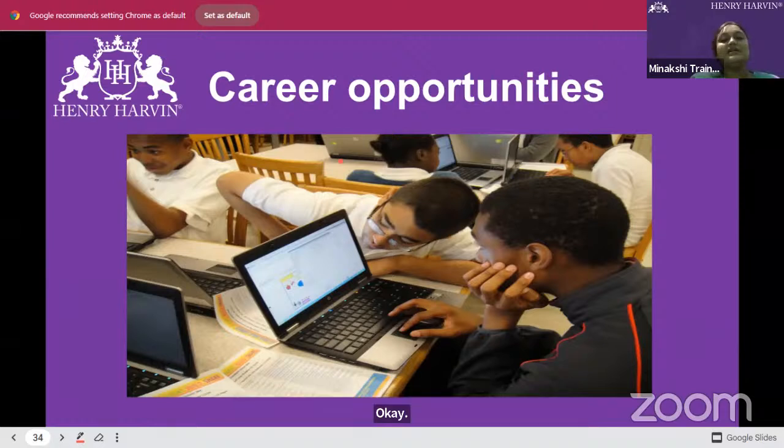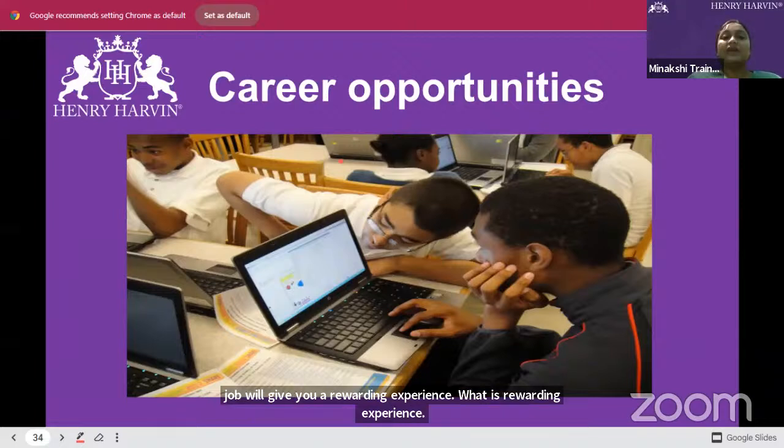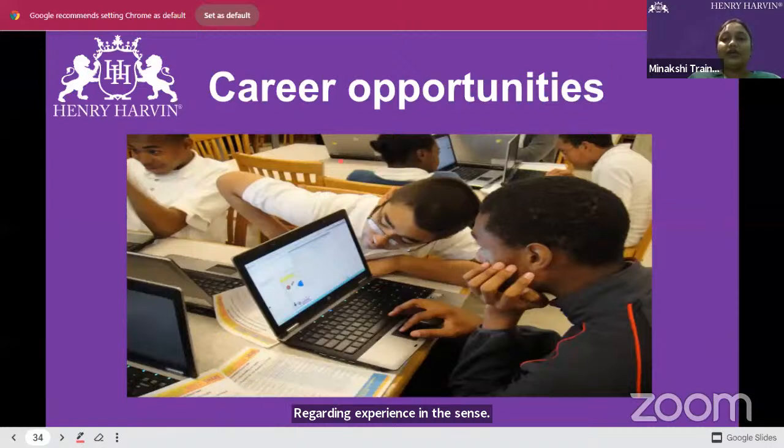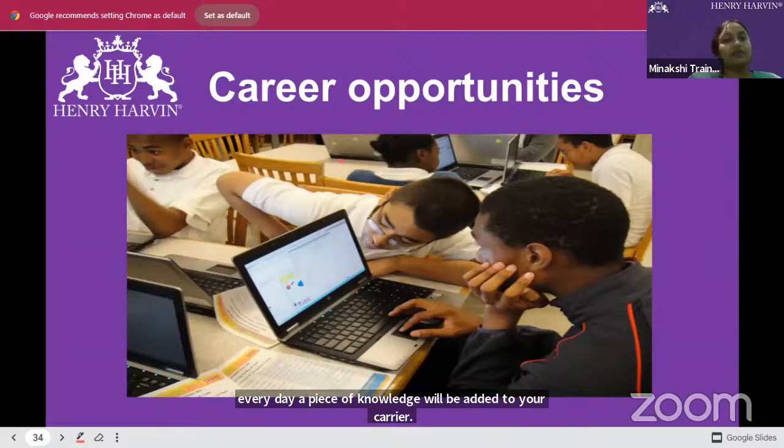Next, what we have seen: salary, demand, flexibility, and stability. And the fifth point is that this job will give you a rewarding experience. What is a rewarding experience? Every day you are putting your time here, right? So every day a piece of knowledge will be added to your career. Definitely, this is a very knowledgeable field.